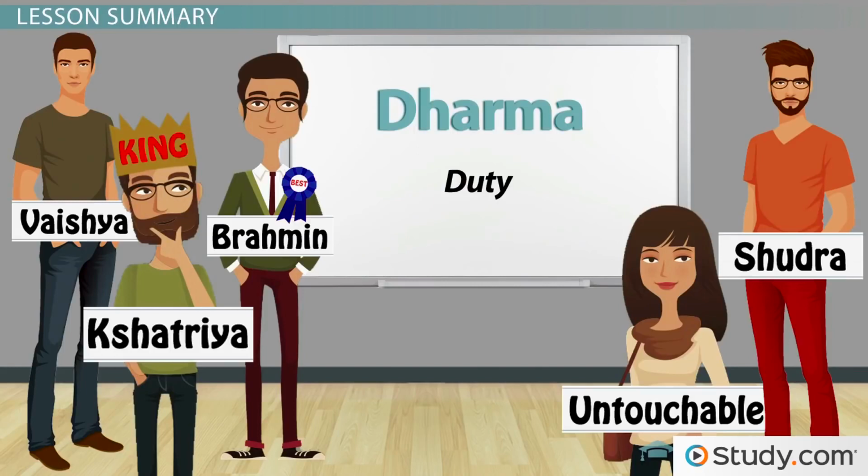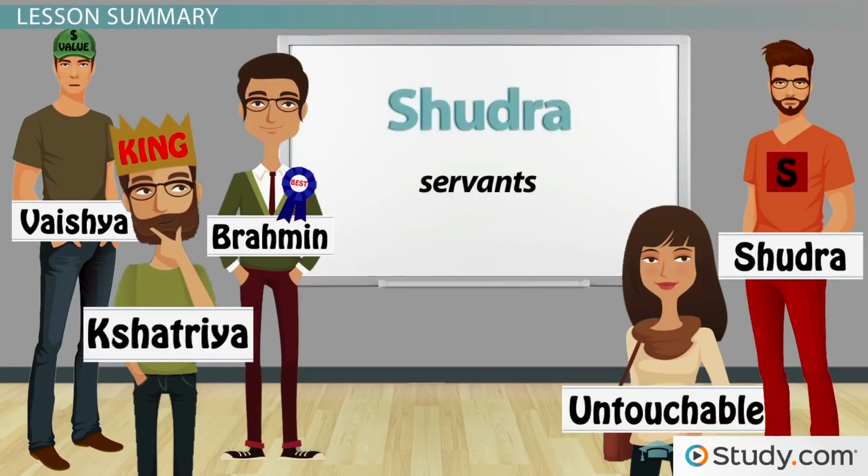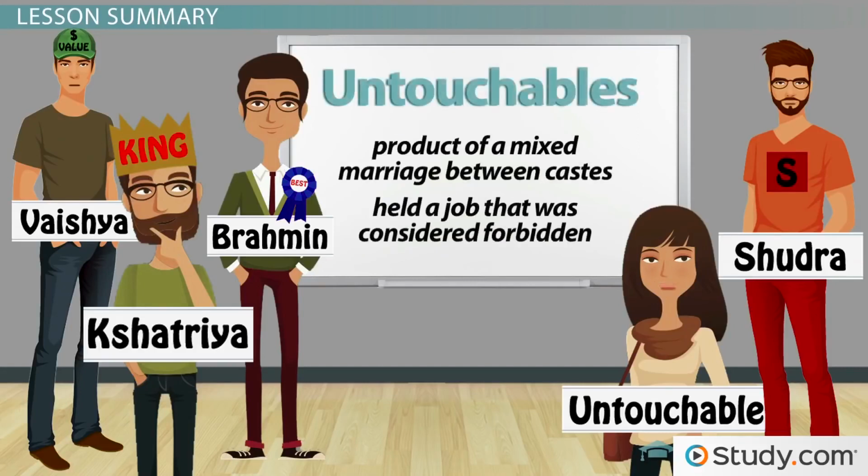Speaking of other members of society, there were the Vaishya and the Shudra. The Vaishya were those who engaged in money-making activities, while the Shudra were basically considered servants to everyone else. Last, and so low they were outside the caste system, were the untouchables. As either products of a mixed marriage between castes or holding a job that was considered forbidden, untouchables were truly outcasts of Hindu society.